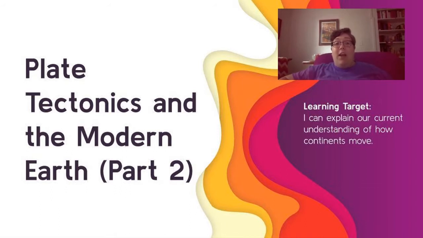This week, we're talking about how the Earth got to be the way it is today again. We started last week thinking about the fact that the Earth hasn't always looked like this, and that the continents, the big land masses, can move around. This week, we're going to talk about how that happens. So by the end of this lesson, you will understand more about how continents move.